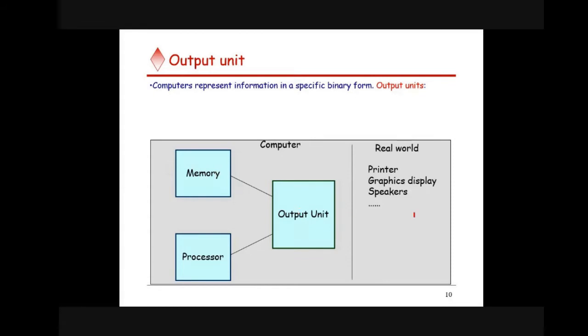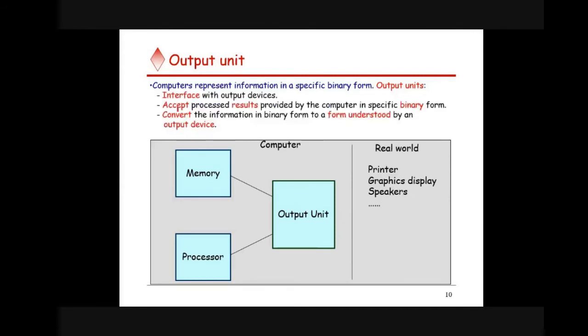That will be transferred to the output device, converting the data from the computer compatible format to the output device compatible format. That was the work done by the output unit, or it is also called the output interface. So it accepts the results provided by the computer in binary form, converts the information in binary form to the form understood by the output device, and transfers the data. So this is what your output unit is doing.